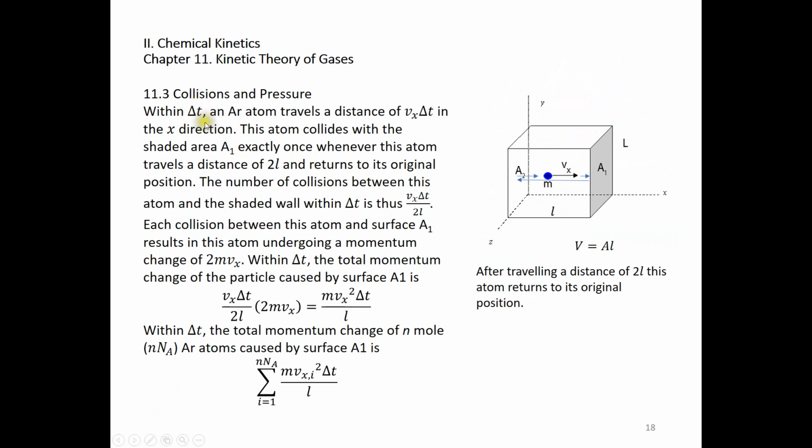Within a time period delta t, an argon atom can travel first to the right as indicated by this arrow and collide with the shaded area, change its direction, collide with the A2 area, change its direction, get back to the original position, and keep traveling. How many times? Well, this particle will have to travel a total distance of 2L to return to its original position.